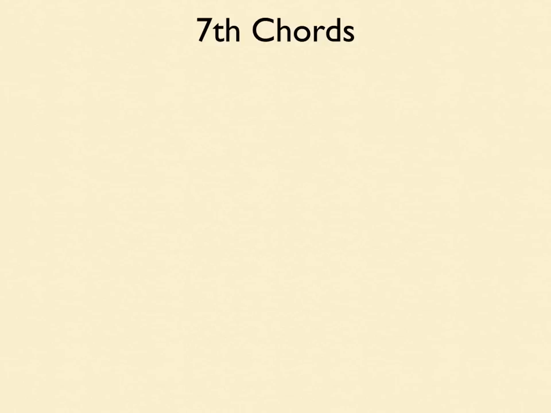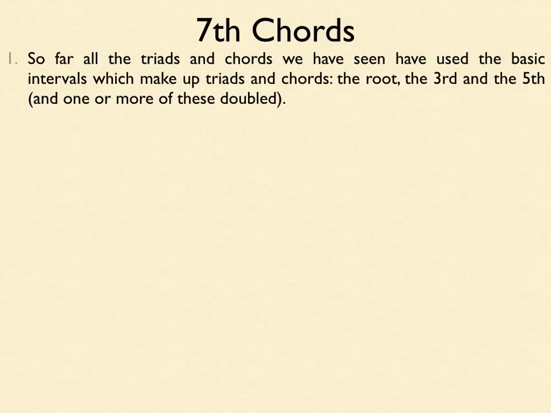So let's come on to seventh chords now. This is probably the most common type of chord after just doubling a note from a triad. Seventh chords are very popular in music. So far, all the triads and chords we have seen have used the basic intervals which make up a triad in chords, in other words, the root, the third, and the fifth, and one or more of these notes doubled.